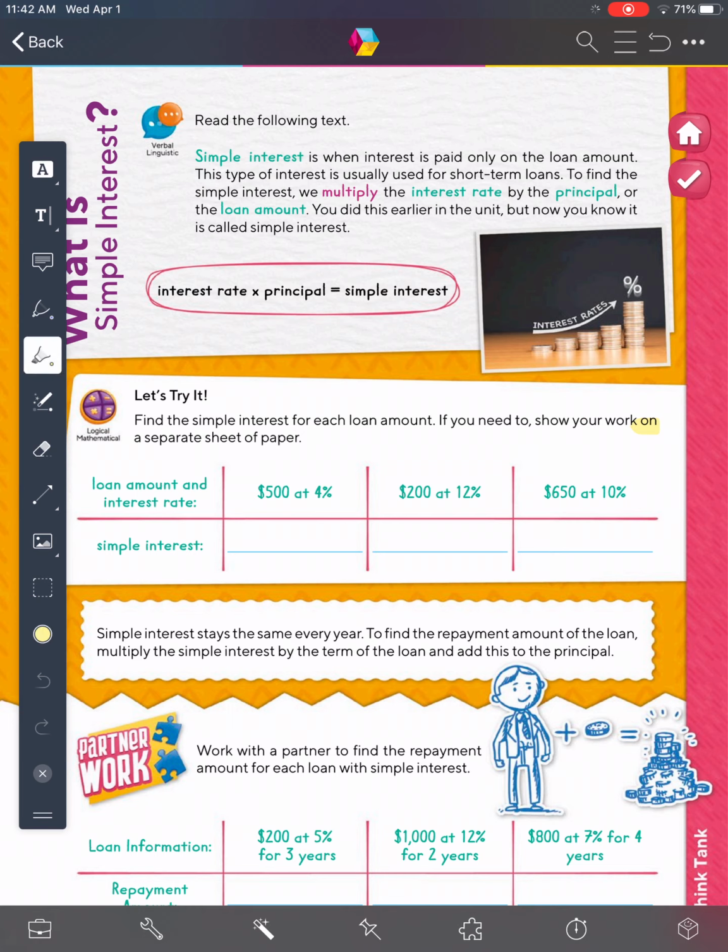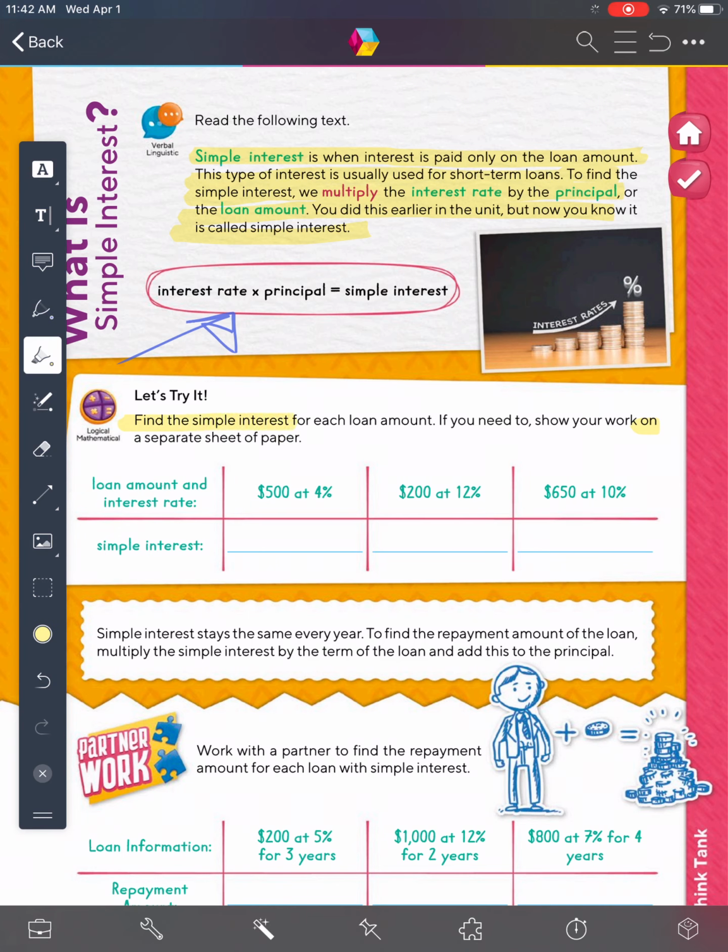So today we're talking about simple interest. This is when an interest is paid only on the loan amount. This type of interest is usually used for a short-term loan. To find simple interest, we multiply the interest rate by the principal, or the loan amount. You did this earlier in the unit, but now you know it is called simple interest. We have a formula here. Keep this in mind because you will need it to solve the following problems.